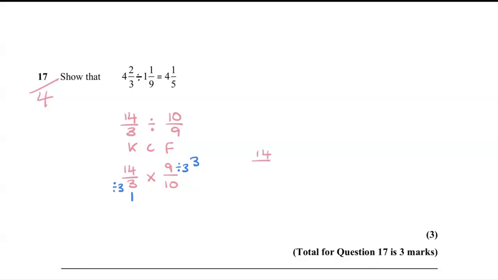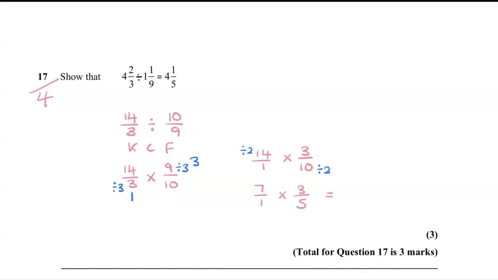We've got 14 over 1 times 3 over 10. I've made them a little bit smaller, which makes them a little bit more manageable. So I could just now multiply across and cancel from there. However, just to demonstrate the technique again, I can see that the 14 and 10 are in the 2 times table. So if I divide by 2, I would create 7 over 1 times 3 over 5.